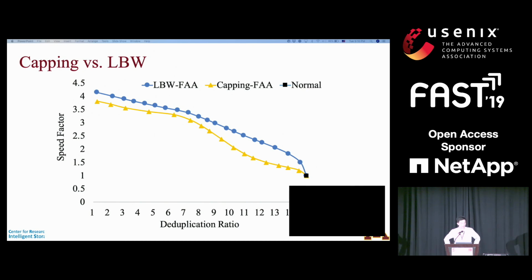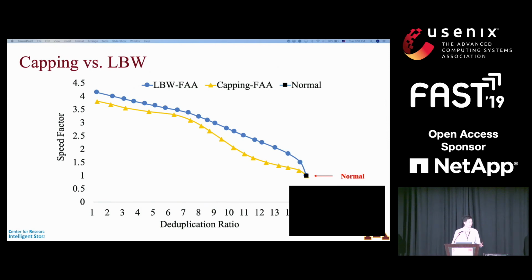So let's look at the capping and the look-back window, LBW. This is the figure we see. We adjust the parameters and see which one can be better at which deduplication ratio. This one is the normal one, which means we don't have the rewrite. So the deduplication ratio can be as high as 15.